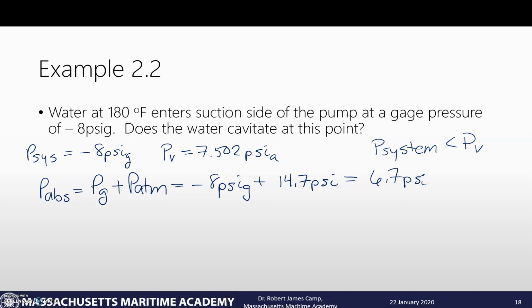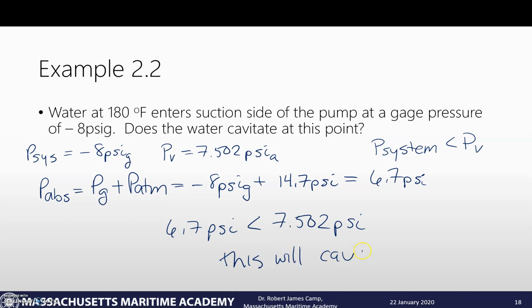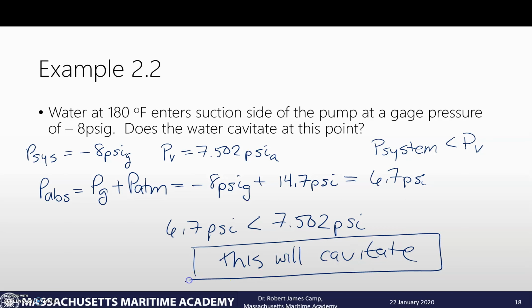So the water entering the suction side of our pump has a pressure of 6.7 psi. And so that 6.7 psi is less than our 7.502 psi vapor pressure, which tells us this system will cavitate. Which is typically bad, because we're typically designing systems to not cavitate.